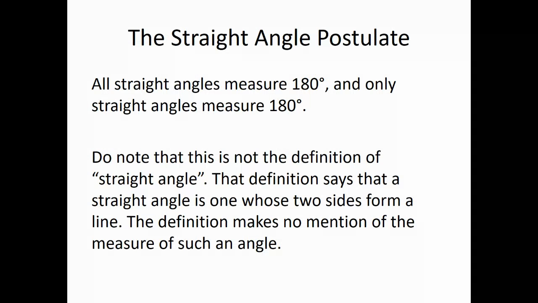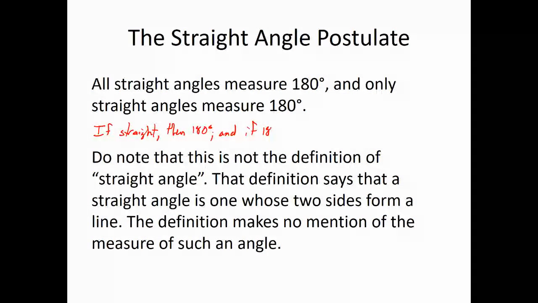Now, next postulate is the straight angle postulate, and it has two parts. It says that all straight angles measure 180 degrees, and only straight angles measure 180 degrees. And another way to put it is this, and allow me to abbreviate. So if straight, then 180 degrees, that's the portion that says all straight angles measure 180 degrees.